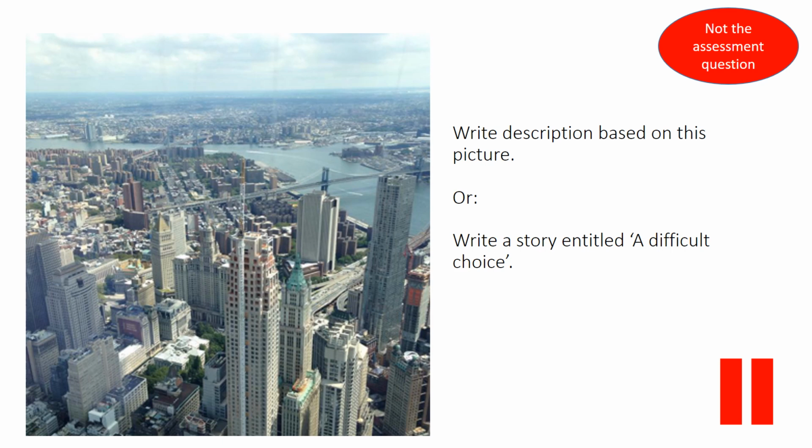Alright, so you've got a choice here of these 2 tasks. And this is what you'll have for your assessments. You've got a picture, so you've got a description there. Or you can write a story entitled A Difficult Choice. So just pause the video and spend 5 minutes, 5-10 minutes planning what you'd write for either of those things if that was in the assessment. And pause the video now.